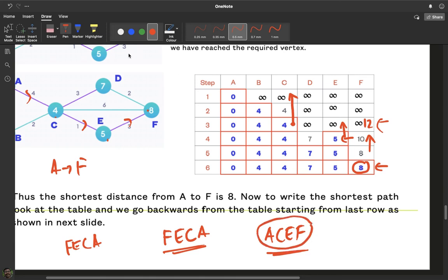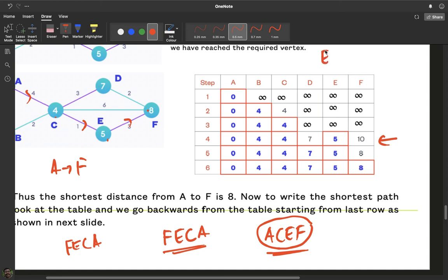You can also write the shortest path for any other vertices. Suppose you want to find the shortest path from A to E. What you do is go to the row of E, and you know the weight of E is 5 here. So you want to start with E. Go to the row in which E has permanent label. E has permanent label in this row here, so you write E here.